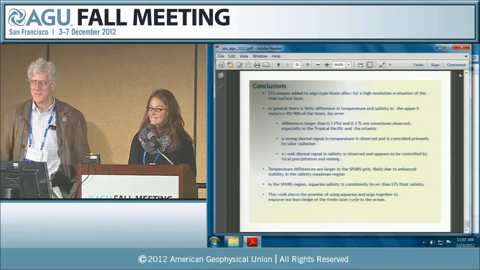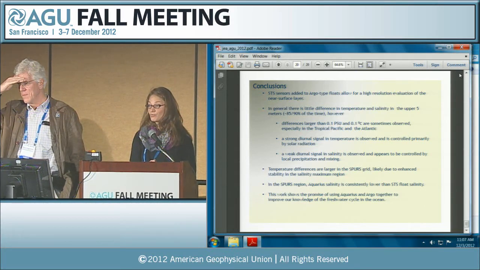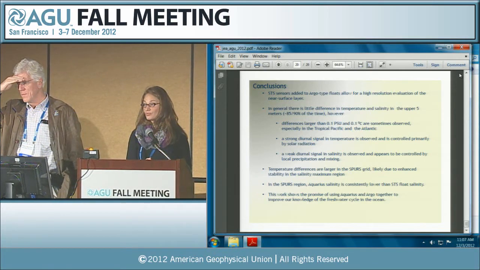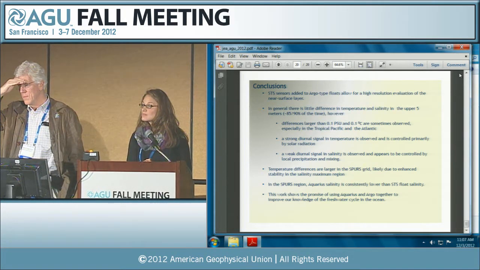Tony: The largest bias of Aquarius and SMOS with regard to Argo is in the eastern equatorial Pacific, and most of the float data they analyze is in the western part. So I wonder whether there's a plan to deploy some Argo floats in the area where you see the largest bias.